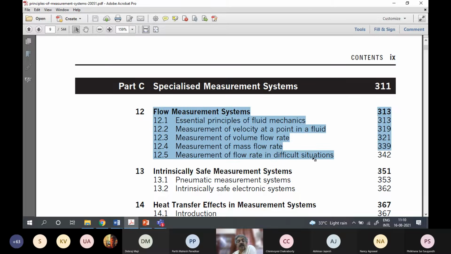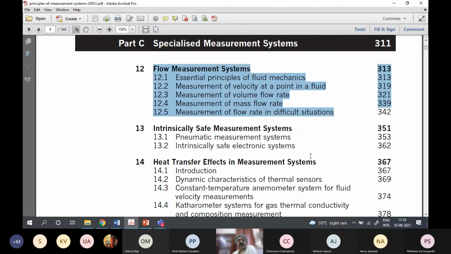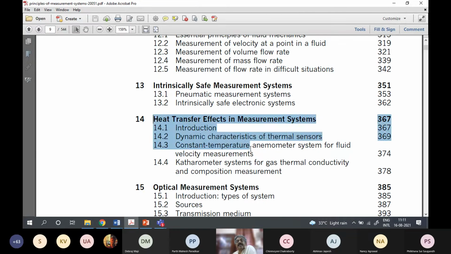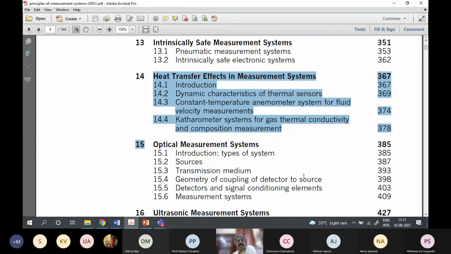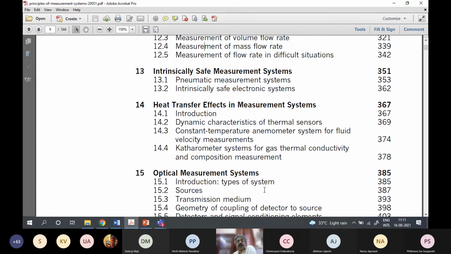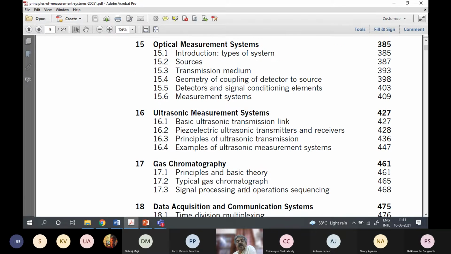Particularly, these are important. For example, flow measurement is very important, especially in an industrial situation. All of chemical engineering is very much dependent on flow measurements. Most control systems are dependent on flow measurement. Some of these we will not talk about, because we are not going to be instrument designers. So these heat transfer effects in measurement systems are some things that we'll skip. But in this, we'll basically study flow and ultrasonic. These two are very common instruments. We'll not study gas chromatography.